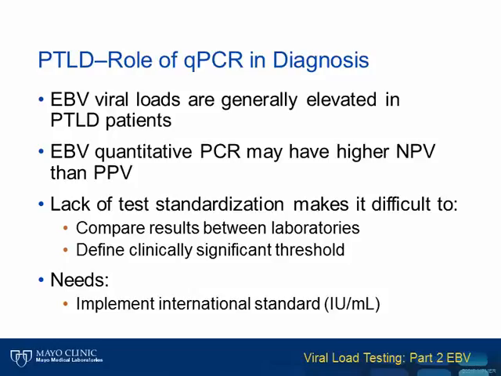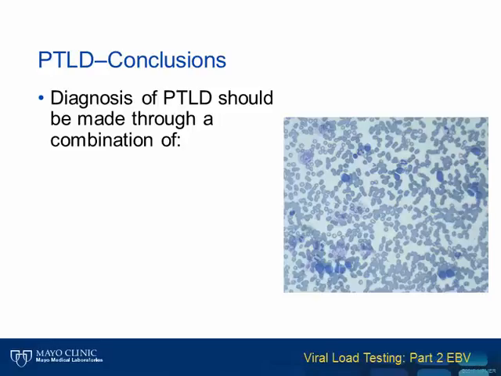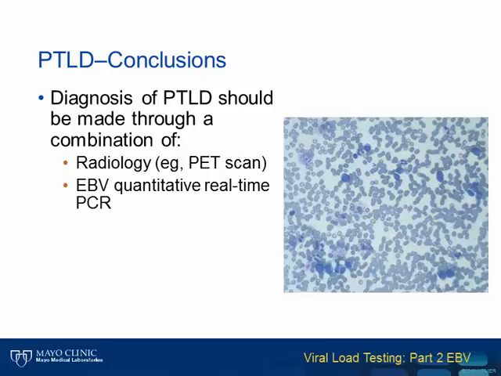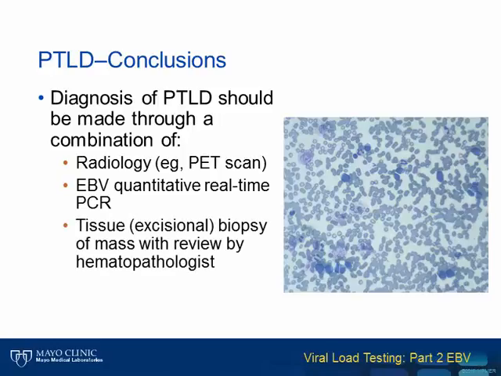And even more importantly, laboratories and providers should encourage their partners in industry to develop FDA-approved viral load assays for EBV. In conclusion, the diagnosis of PTLD should be made through a combination of multiple laboratory and clinical findings, including radiology, EBV quantitative real-time PCR results, and ultimately tissue biopsy of the mass with review by a pathologist.